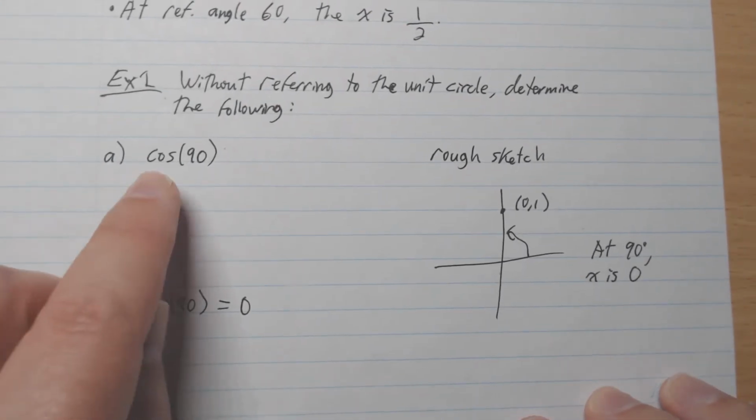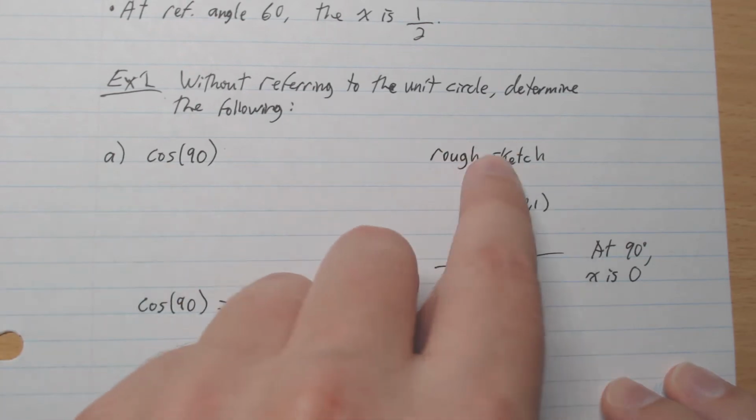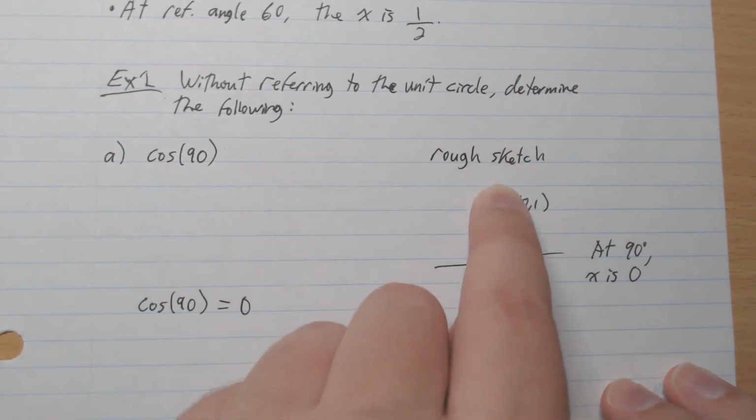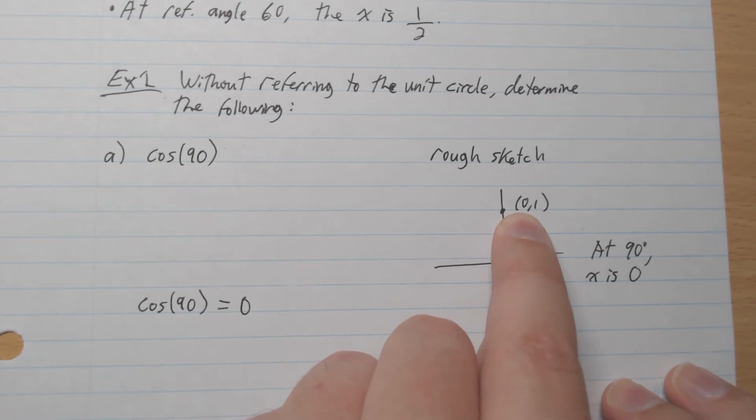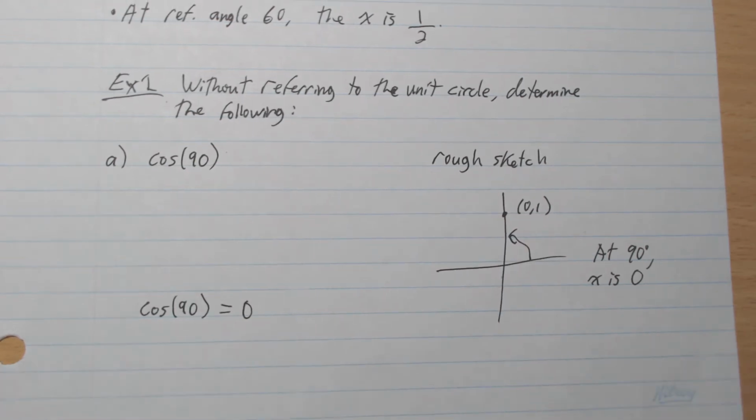Okay, so determine the following, A, cos of 90. So we're going to do a little rough sketch. 90 is over here. Cos is the x value, so that's 0. So cos of 90 is 0.